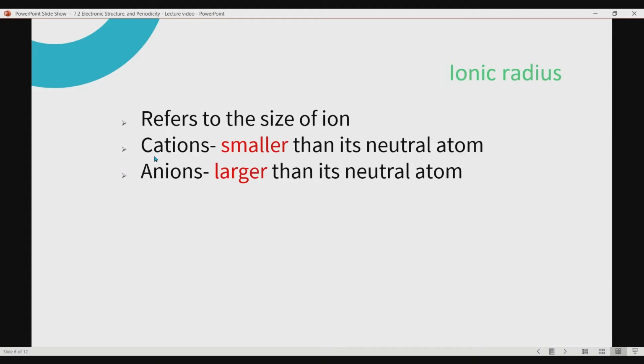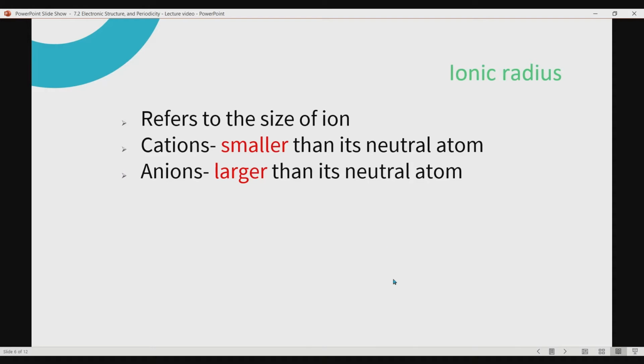Now this is just the quick trend for the ionic radius. When the ion is a cation, or positively charged, it is smaller than the neutral atom. When the ion is an anion, or negatively charged, it is larger than your neutral atom.